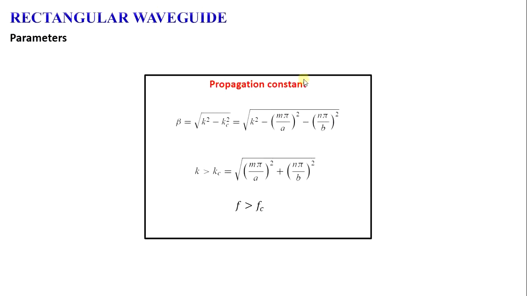The last parameter we will discuss is the propagation constant beta. Beta is equal to under root of k square minus kc square. You know kc square is kx square plus ky square. So we get beta is equal to under root of k square minus (m pi by a) whole bracket square minus (n pi by b) whole bracket square. For k greater than kc, it becomes under root of (m pi by a) whole bracket square plus (n pi by b) whole bracket square, and f is greater than fc.